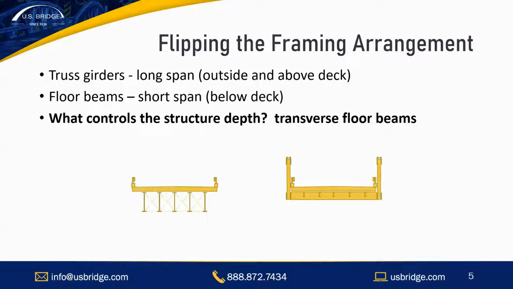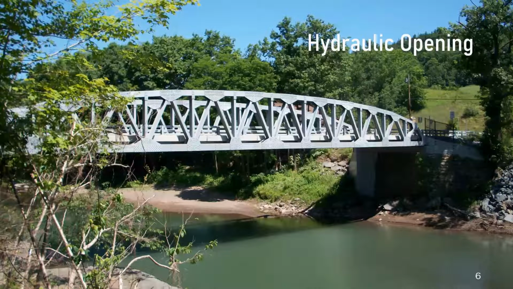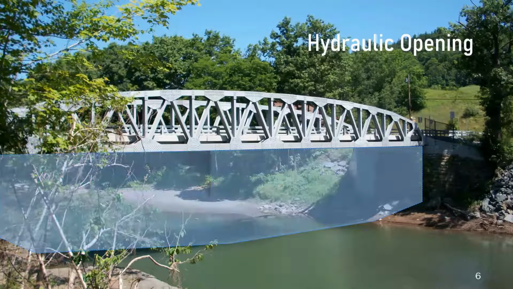So in this diagram, you can kind of see that there's a slab beam bridge on the left and a truss girder bridge on the right. And relatively speaking, we've got a structure depth advantage. Here's a good view of a long span steel truss bridge in upstate New York, creating a nice and large hydraulic opening, where you can see the truss girders are outboard of the roadway, very deep. Transverse beams are going to be below that deck, framing into those truss girders, keeping things very, very shallow.